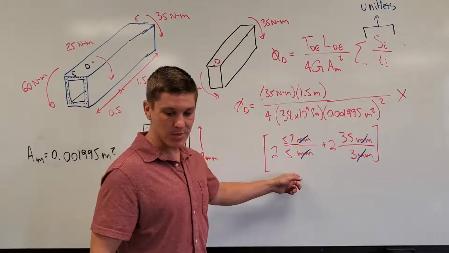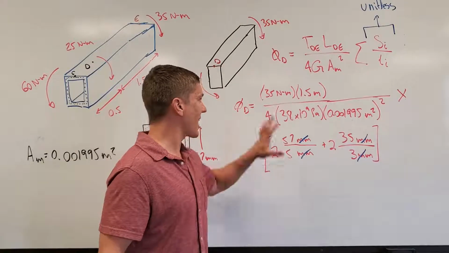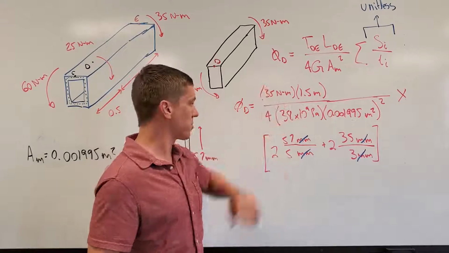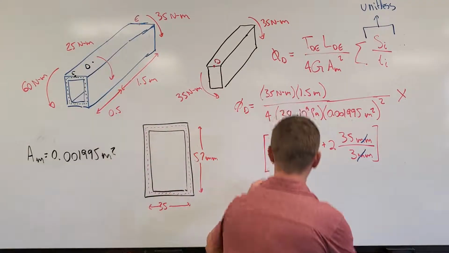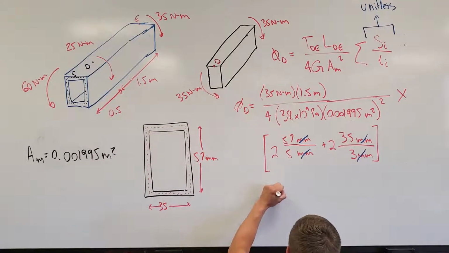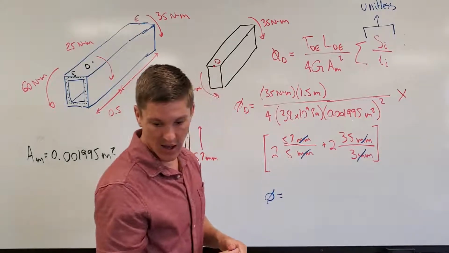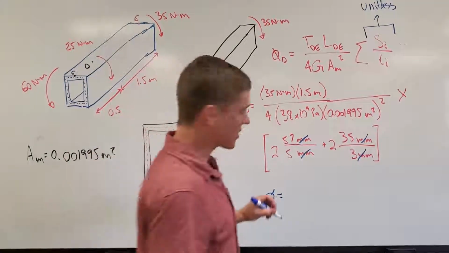Okay, once I get to this point, I just plug all this into my calculator. It's just a bunch of numbers at this point. I plug it all in, and I get that my rotation of point D is in fact going to be 0.004035.